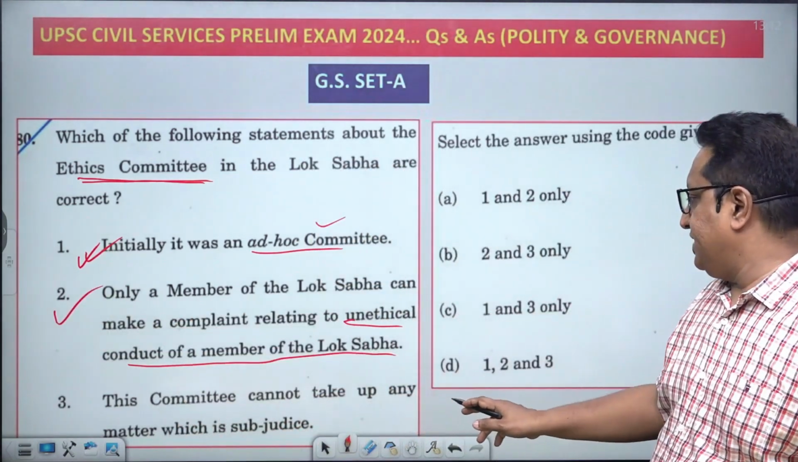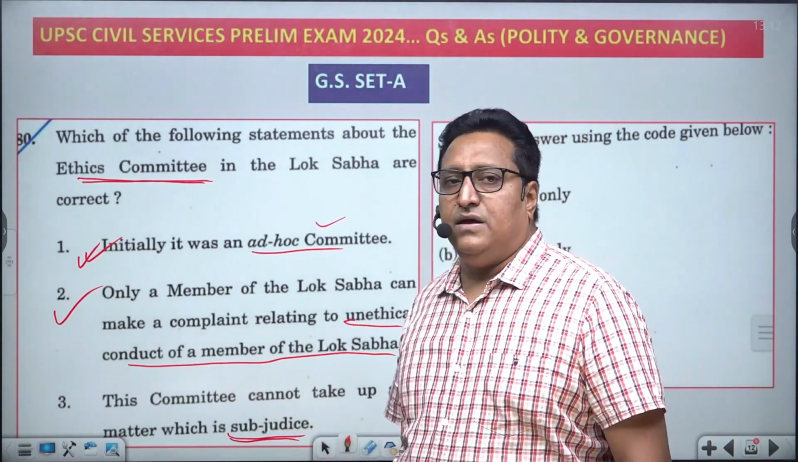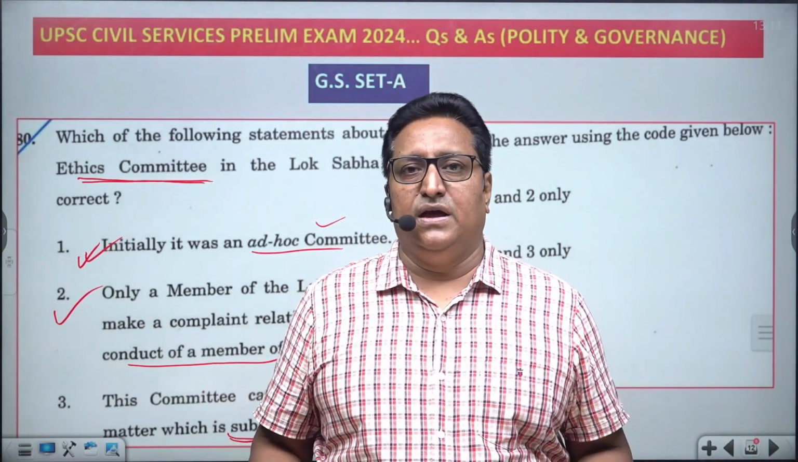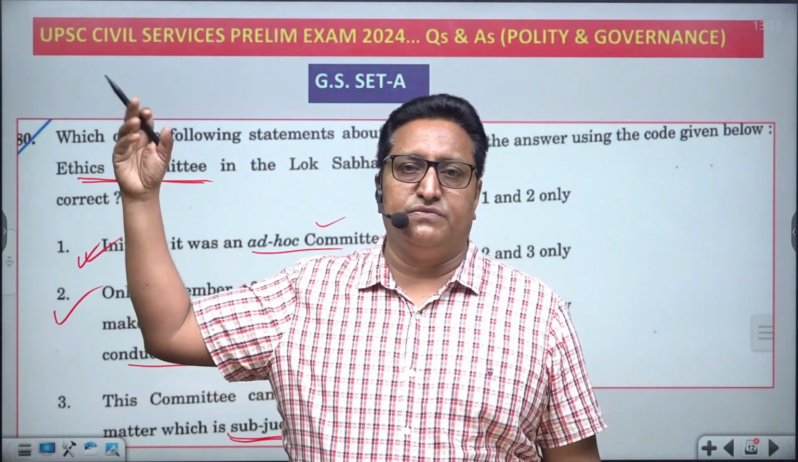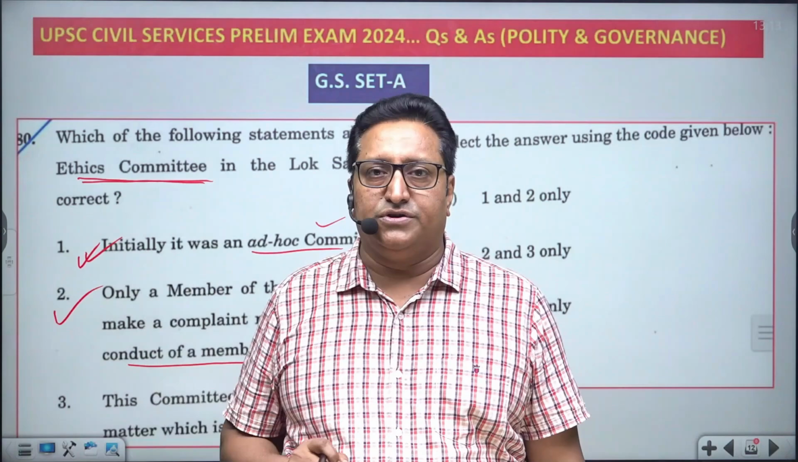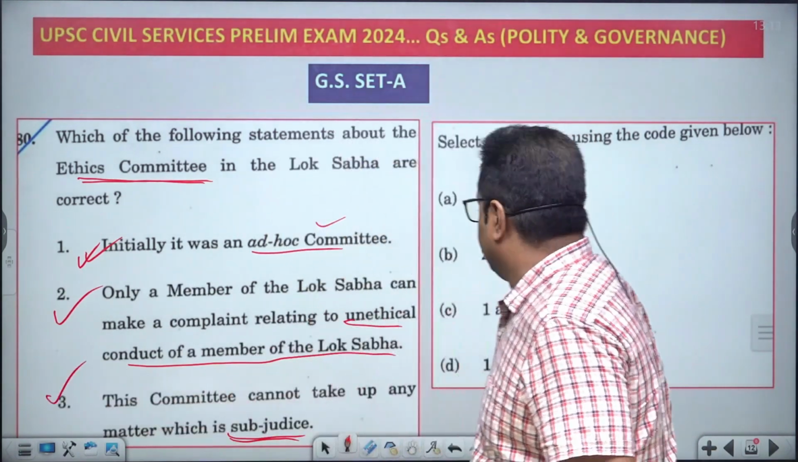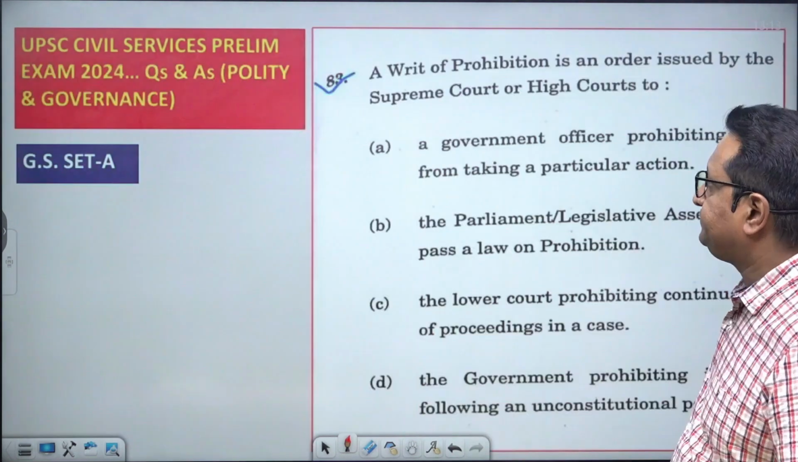This committee cannot take up any matter which is sub judice. Yes. No complaint could be filed with the ethics committee if such matters are under the jurisdiction of the court, under the purview of the court, sub judice. Okay, so this is also correct. So 1, 2, and 3 should be the right answer.